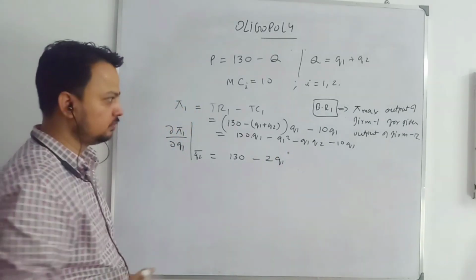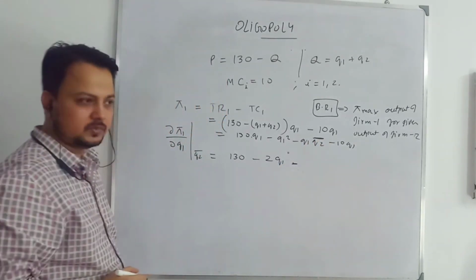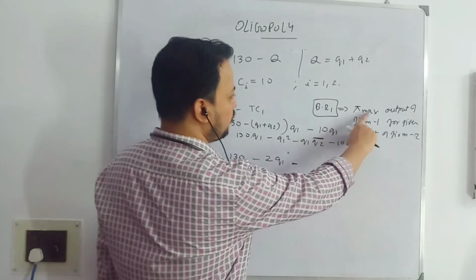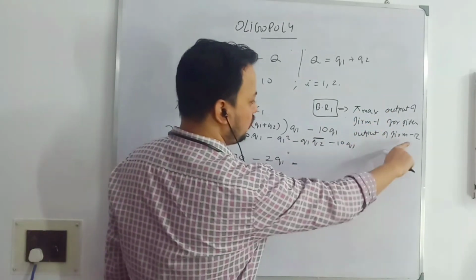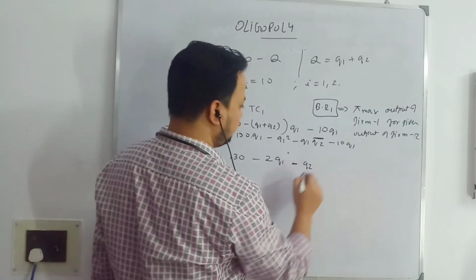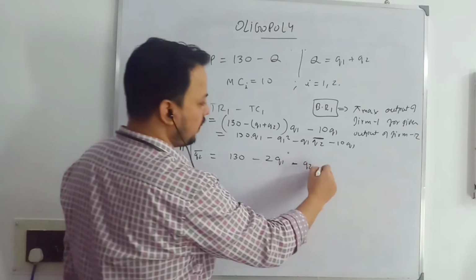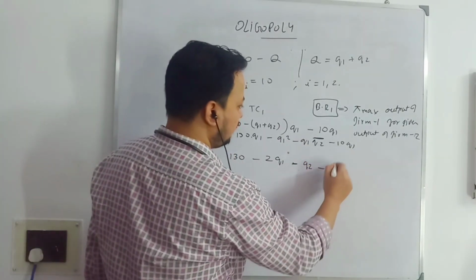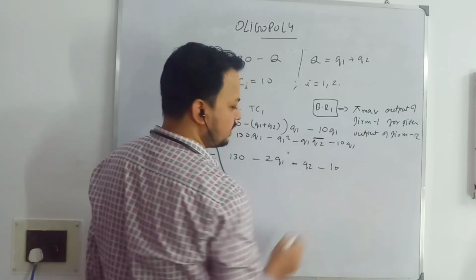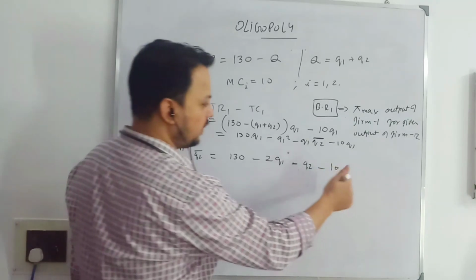Minus q2, I have taken to be constant. Why? Because I am taking out the profit maximizing output of firm 1 for a given output of firm 2. So q2 is given, and I just write q2 the way it is. Then the derivative of q1 over q1 will be 1, no need to write it. Minus 10: 10 is constant, just write it. Then q1 over q1 is 1, so 10 into 1 is 10, equal to 0.